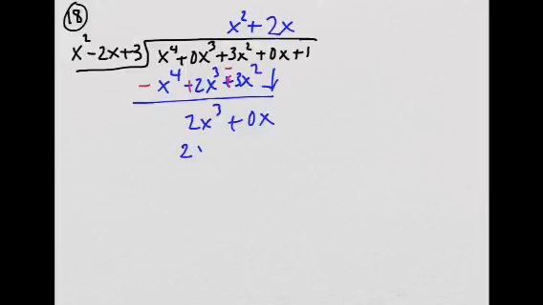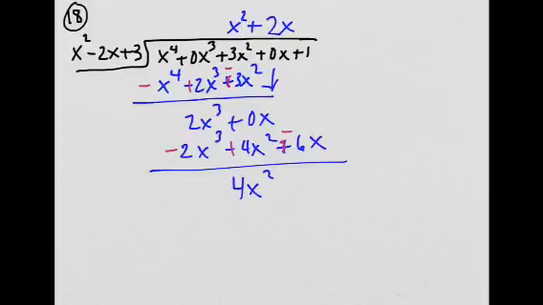So that gives you 2x cubed minus 4x squared plus 6x. Okay, so we're going to subtract, we're going to add the opposite because we're subtracting. Now notice that we got a 0x squared right here, because this was 0x squared. So combine here, nothing to add to the 4x squared, so that means we have 4x squared. 0 minus 6 is negative 6x, and then bring down the 1.